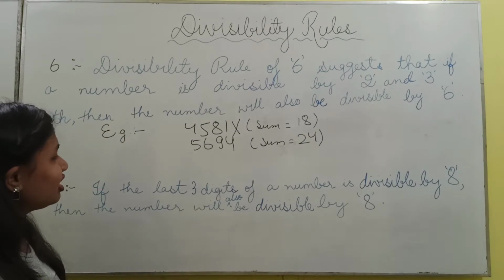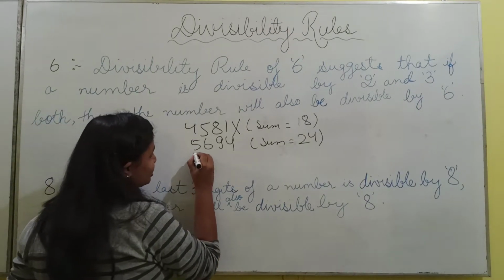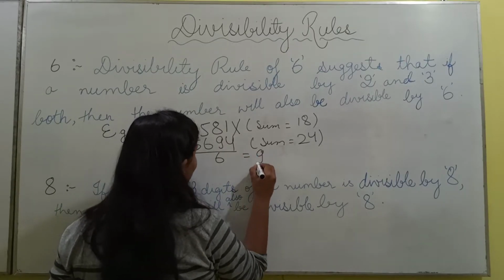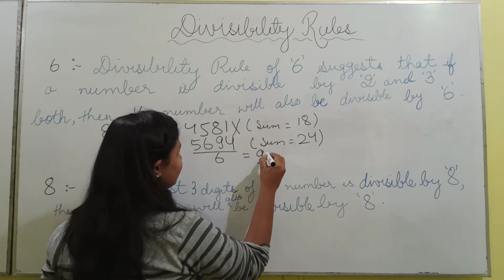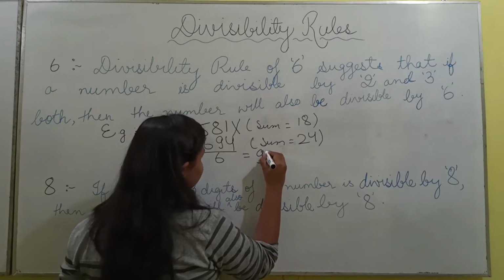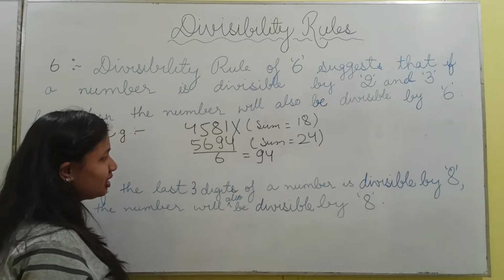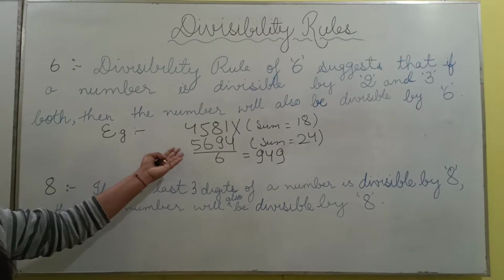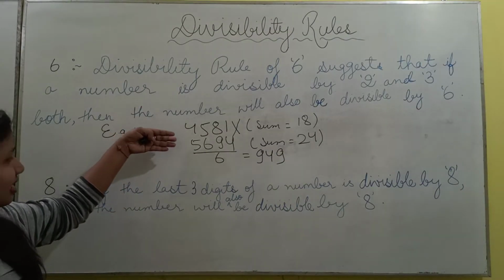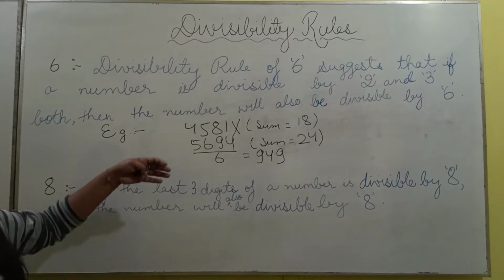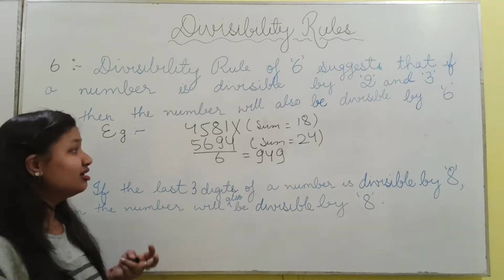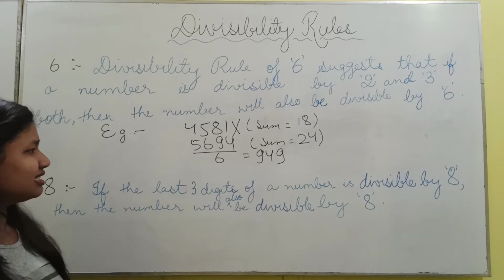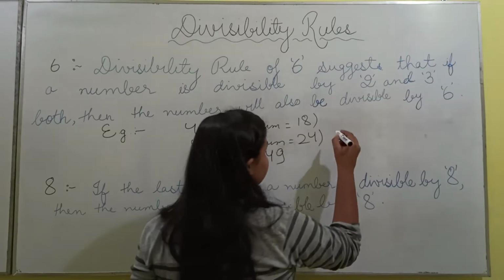Now let's check if this number is divisible by 6 or not. So 6 9s are 54. 2 will be carried and then 6 4s are 24. Again 5 will be carried and then 6 9s are 54. So we can see clearly that since the number was divisible by both 2 and 3, the number also became divisible by 6. Now let's take another example.